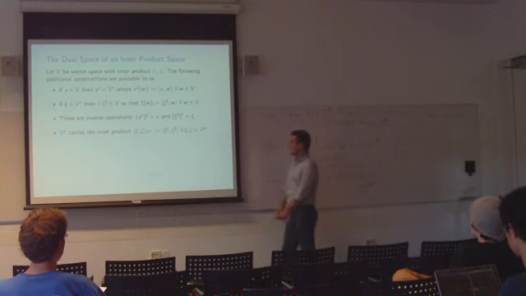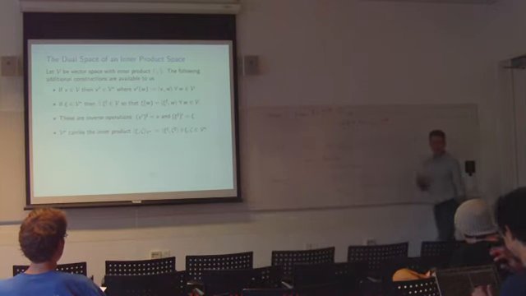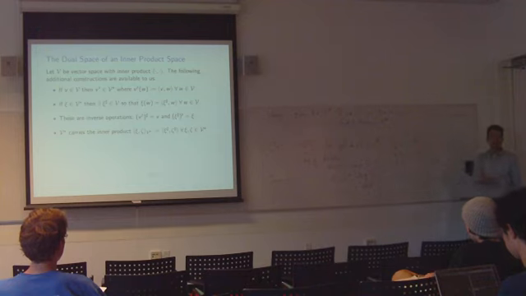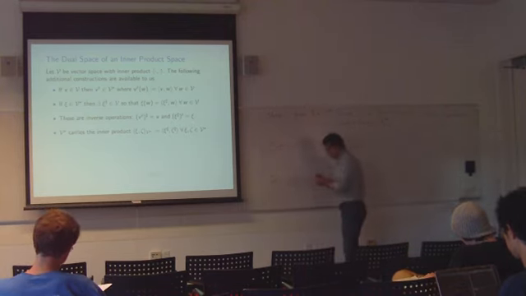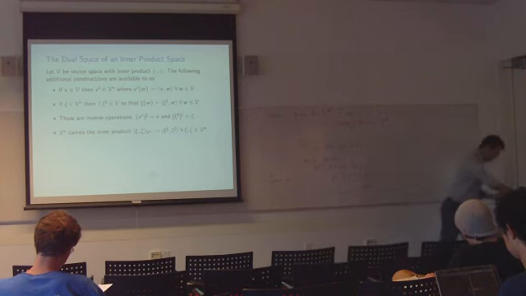And then the last thing is, if V itself carries an inner product, then V star, V dual, inherits an inner product. So the inner product is simple. I've written it down on the board here.